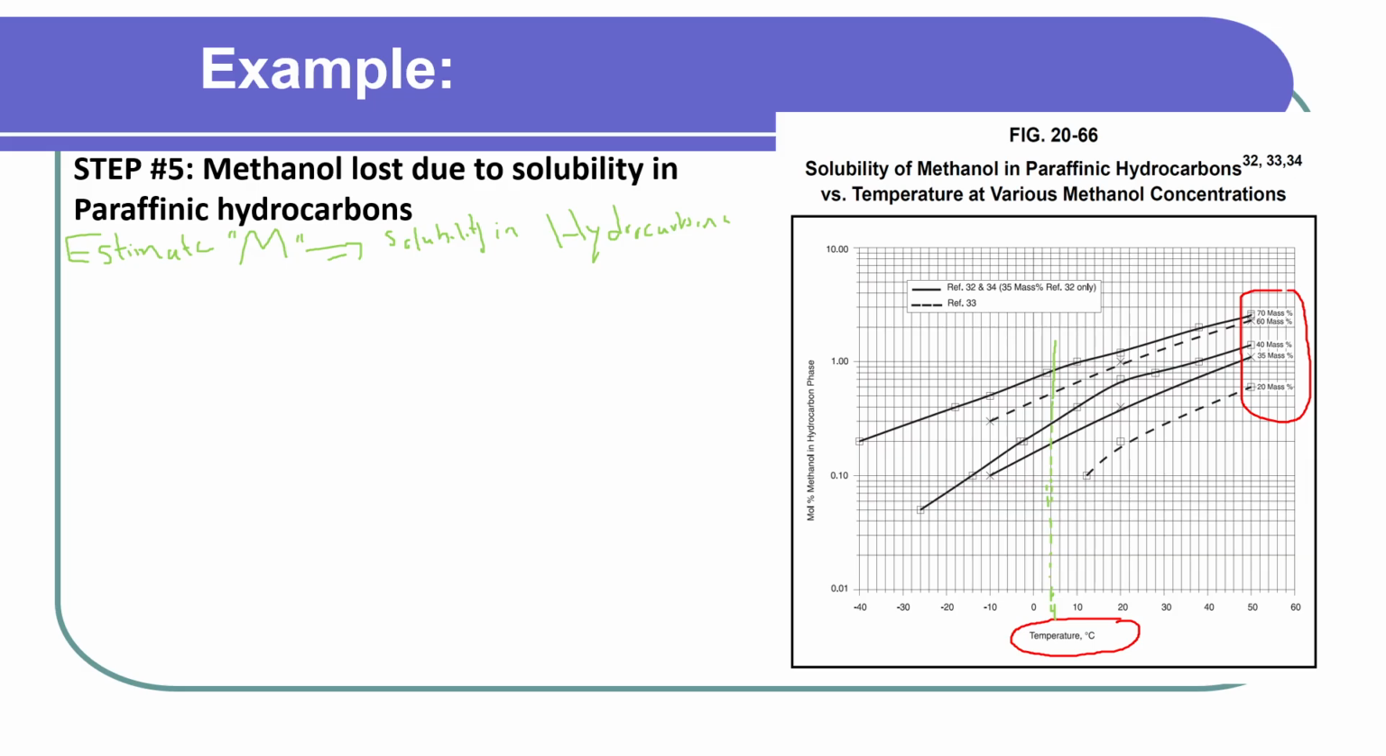Okay. How much is the weight percent of the methanol? The weight percent of methanol is 27.7. Do we have 27.7? No, we have 20 and we have 35. So we have to imagine that we have a curve that's between the 20% and the 35%. It's more close to the 35%. Now I'm going to draw this line using the purple color.